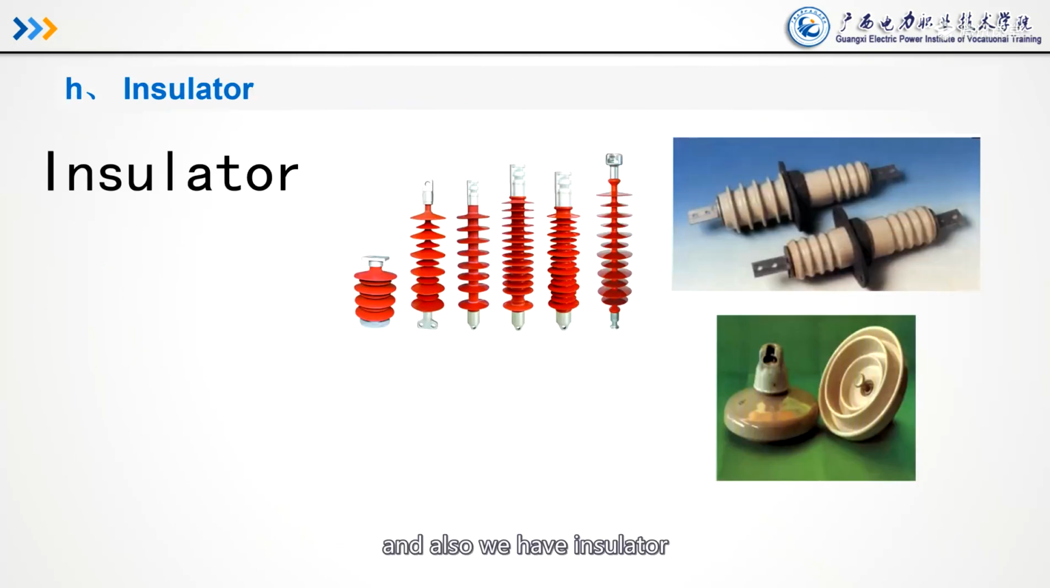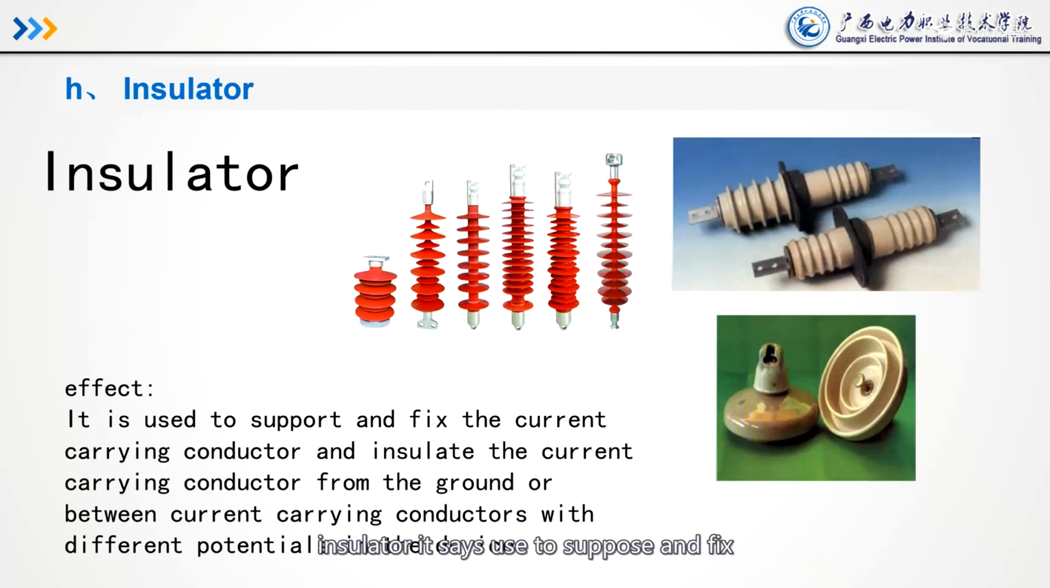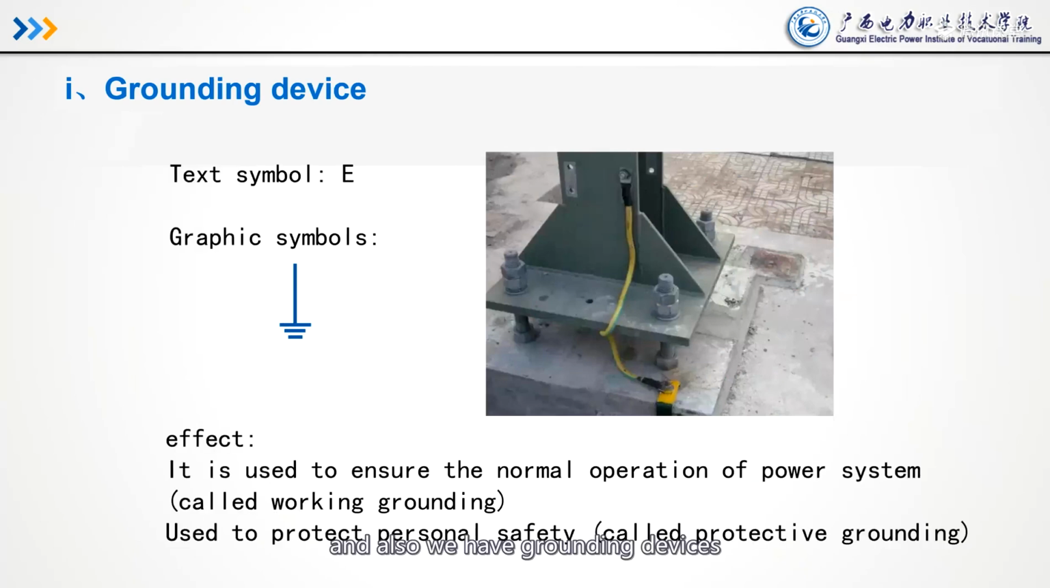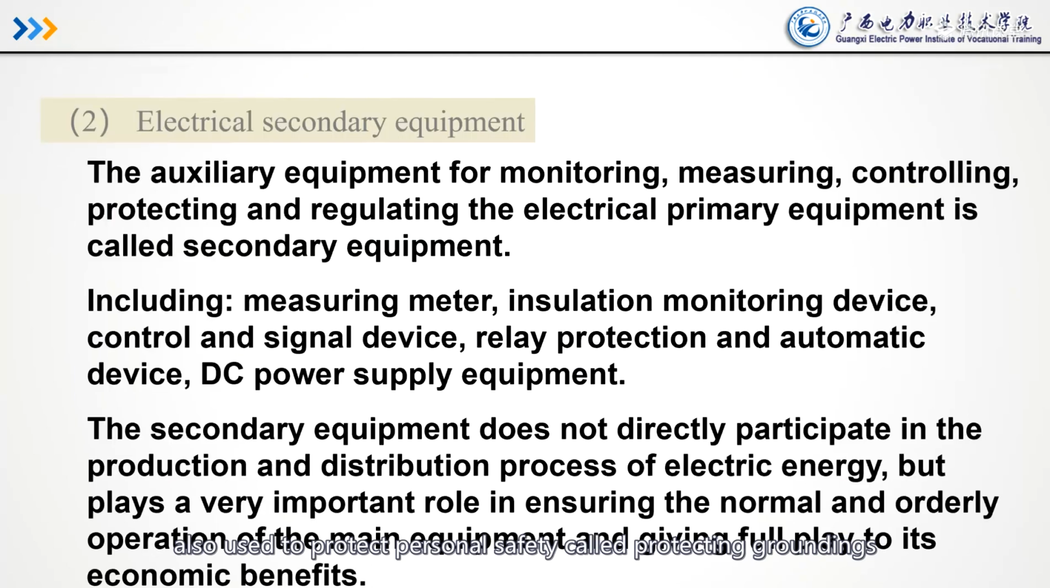And also we have the insulator. The insulator is used to support and fix the current carrying conductor and insulate the current carrying conductor from the ground or between current carrying conductors with different potentials in the devices. And also we have grounding devices. The grounding device is used to ensure the normal operation of the power system, called working ground, and also to protect personal safety, called protecting grounding.